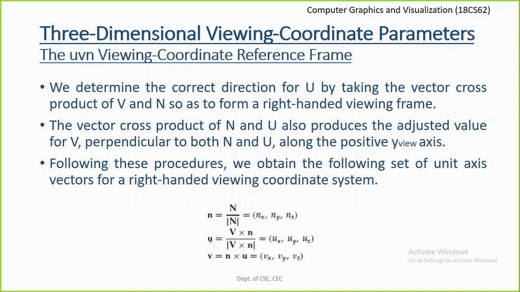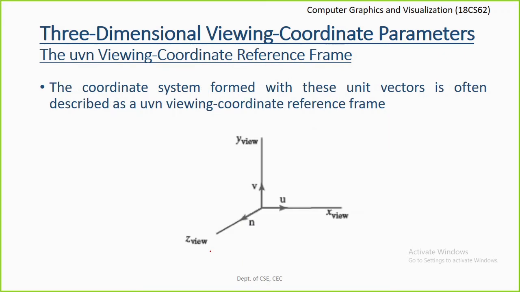Using these three axes or three vectors, we can form something called the UVN viewing coordinate reference frame. So the unit vector u is in the direction of the x view axis. Unit vector v is in the direction of the y view axis, and the unit vector n is in the direction of the z view axis. This is what we call the UVN viewing coordinate reference frame, where u is a unit vector along the x-axis, vector v is called the view up vector, and vector n is the normal vector to a given surface. The coordinate system formed with these unit vectors u, v and n is often described as the UVN viewing coordinate reference frame.